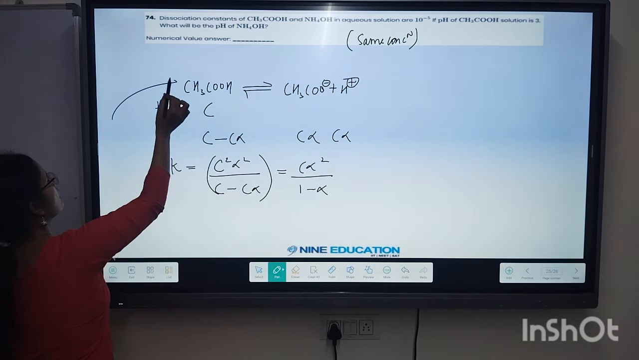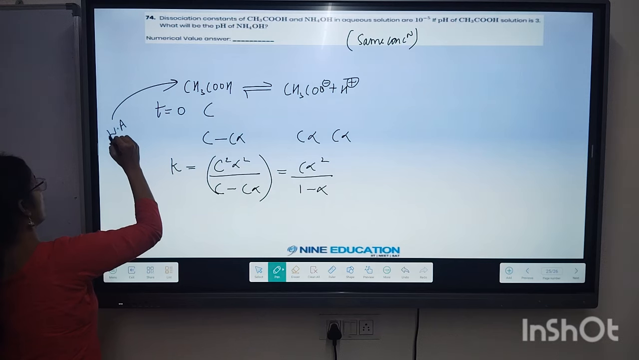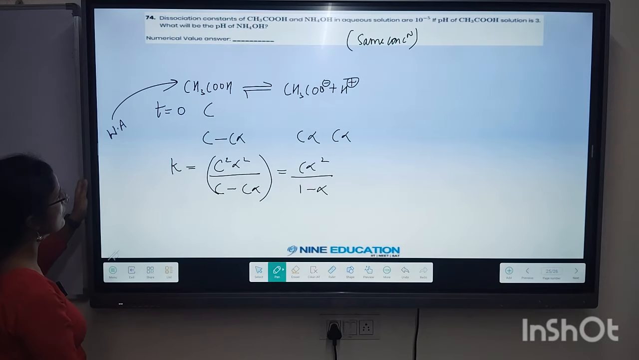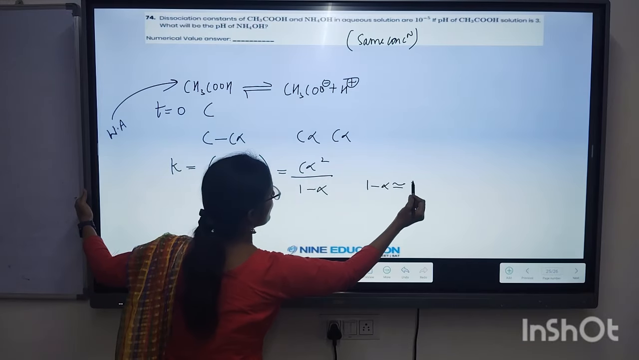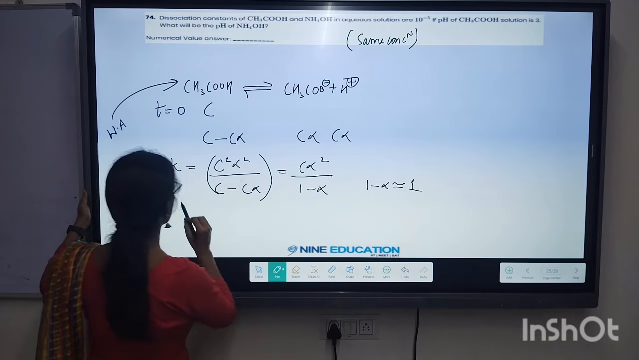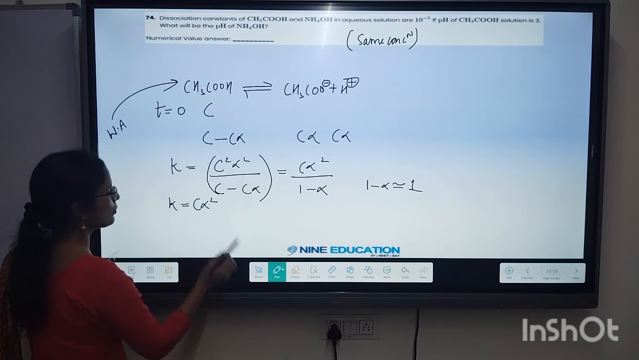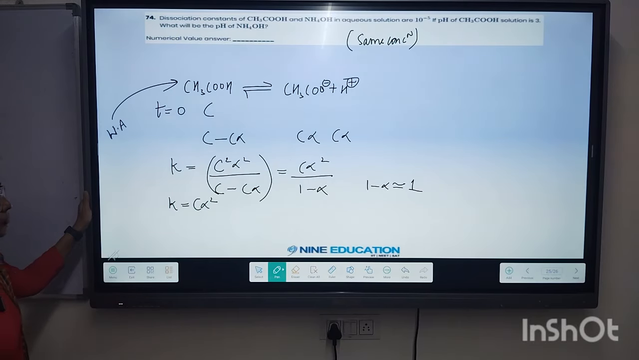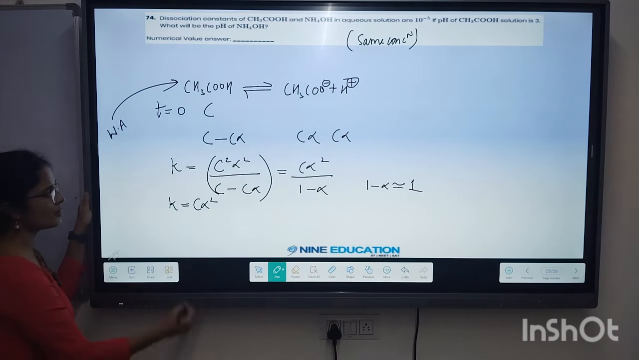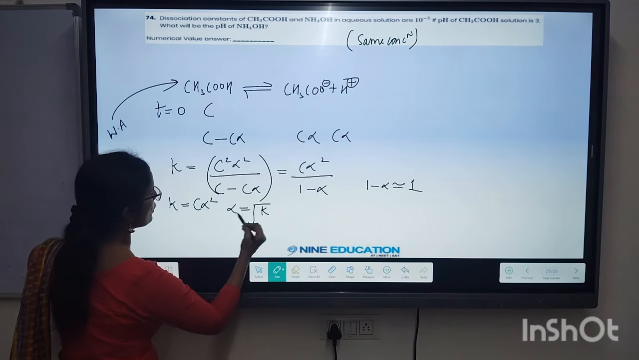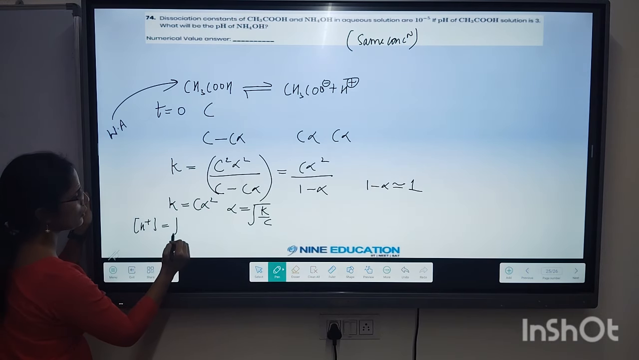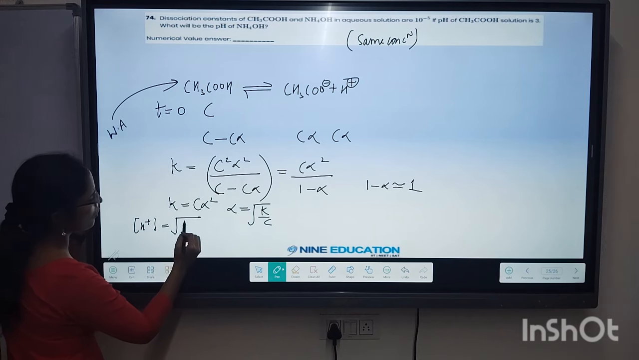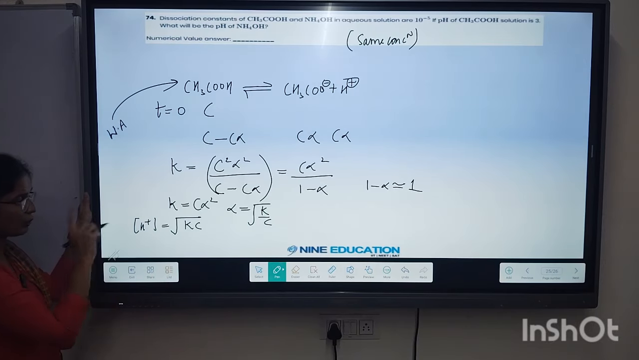Now as we know, CH3COOH is a weak acid, so 1 minus alpha will be approximately equal to 1 only. So K will simply come to C alpha square. Now we know H plus concentration will be C alpha. So from here alpha is root of K by C, and H plus concentration will be root of Kc.